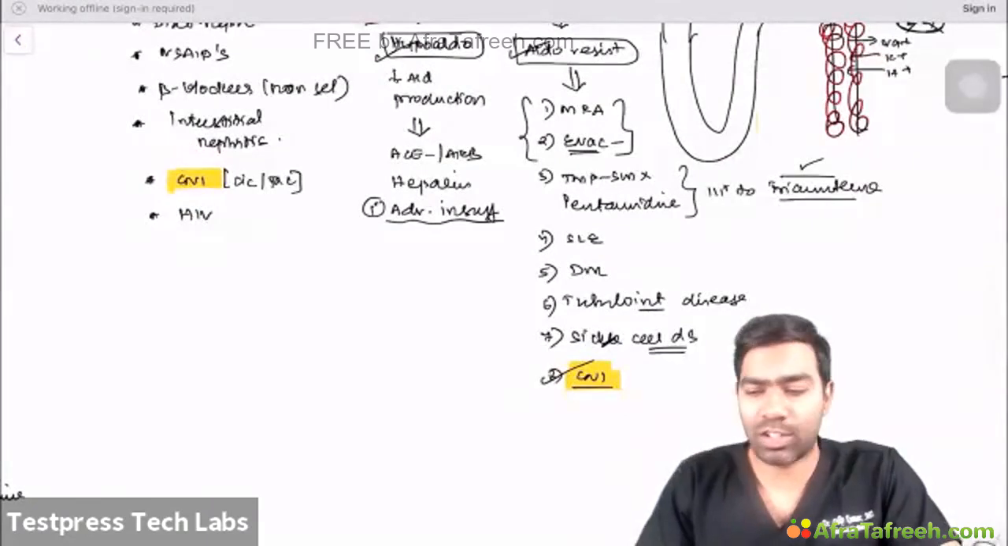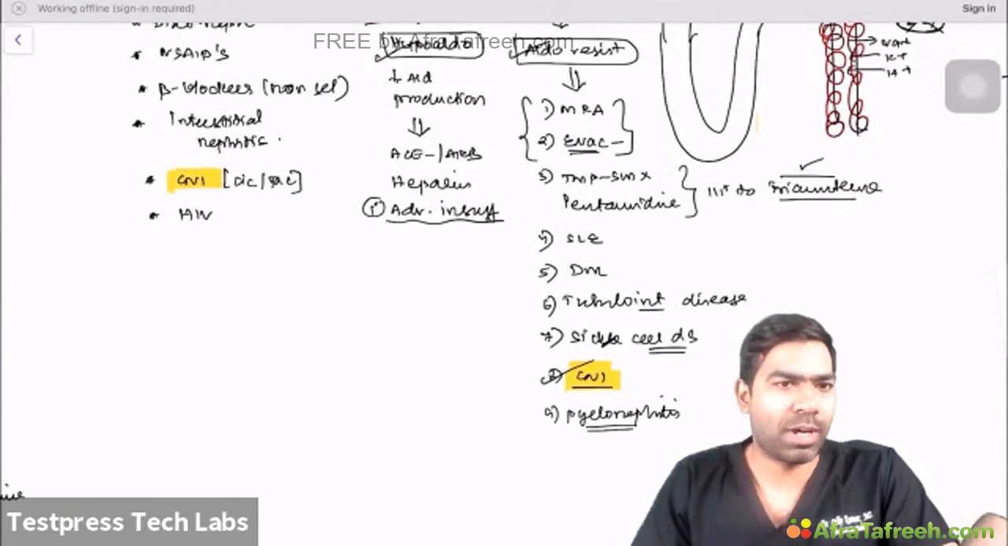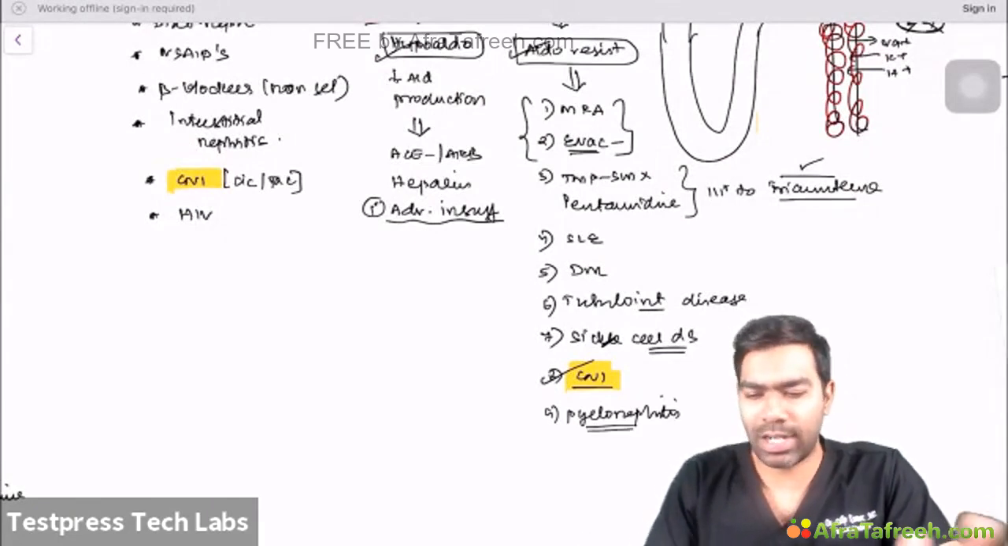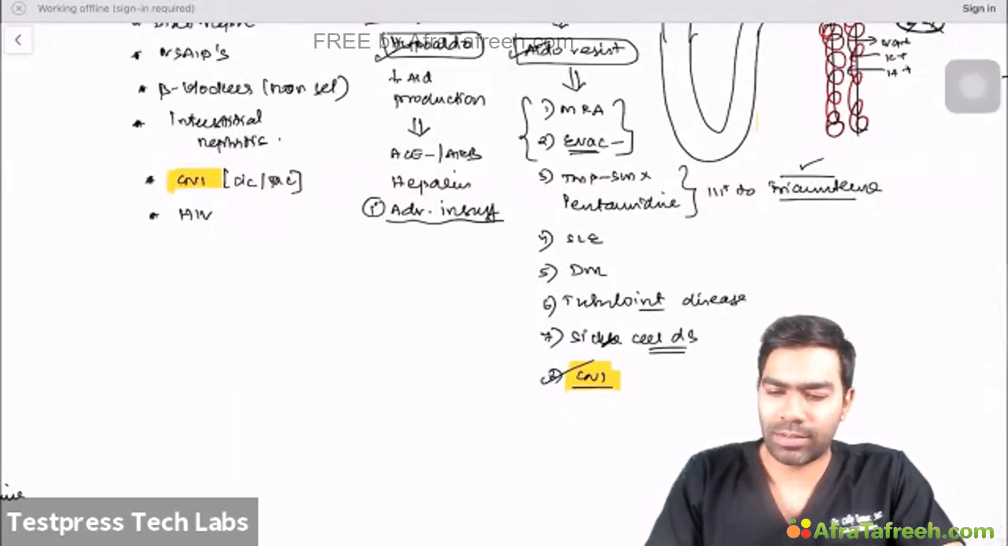And tubular resistance to aldosterone can be caused by another thing called pyelonephritis. Even this can produce tubular resistance to aldosterone. Pyelonephritis, even obstructive uropathy. So many conditions are there which can produce tubular resistance to aldosterone. So don't worry about that. Clear?